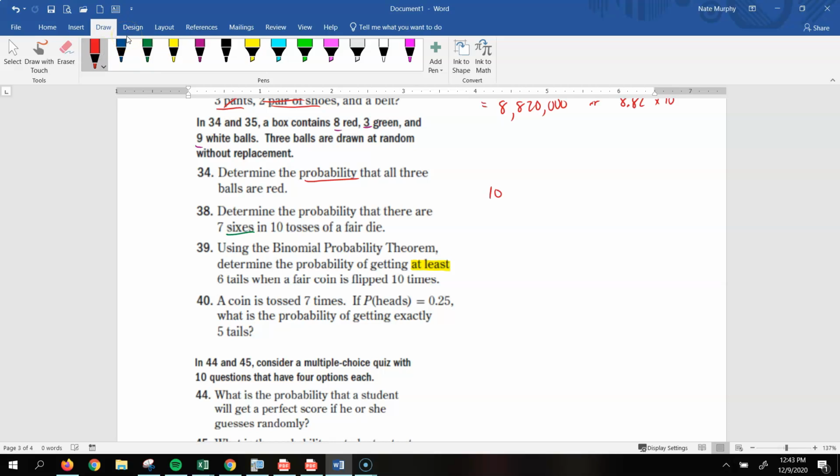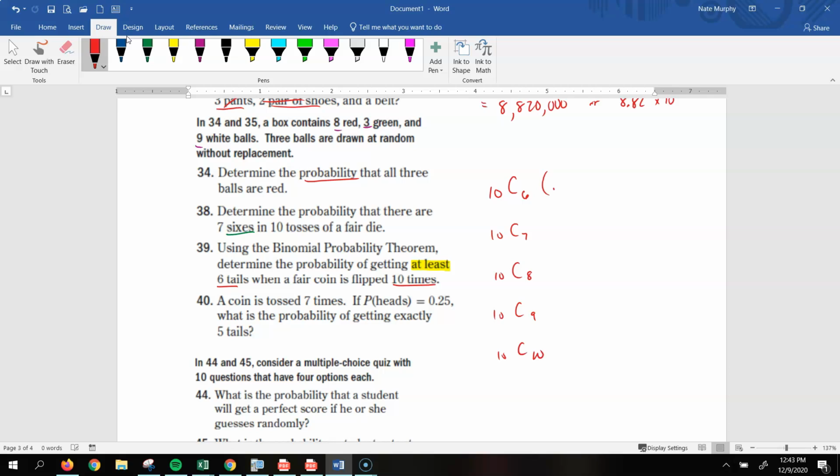So the way that I would set this up is, let's start with the first one. We're going to flip a coin 10 times, and we're going to get at least 6 tails. So I'd have 10 choose 6, then 10 choose 7, because I could get 7 tails, 10 choose 8, because I could get 8 tails, 10 choose 9, and 10 choose 10.